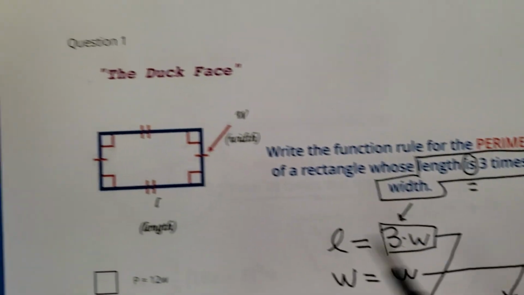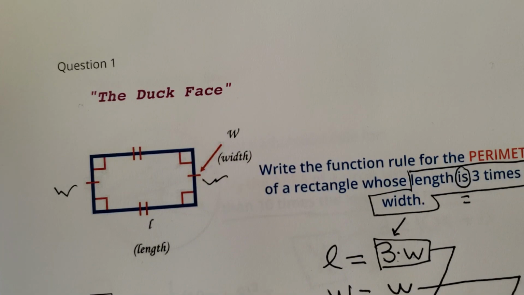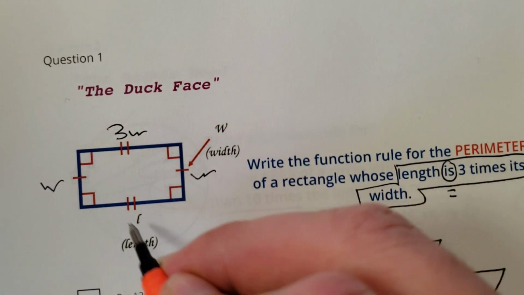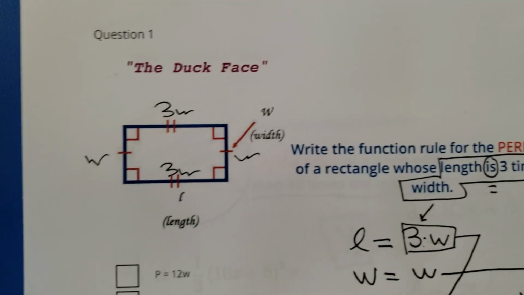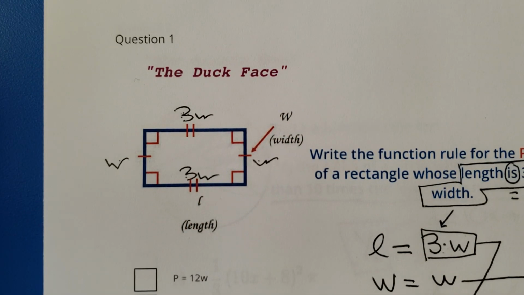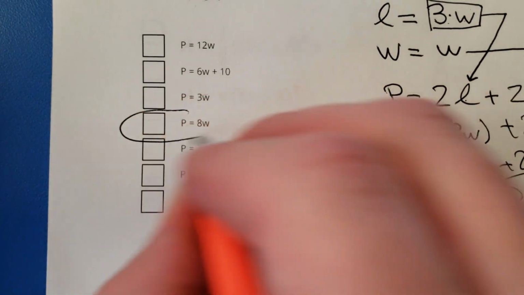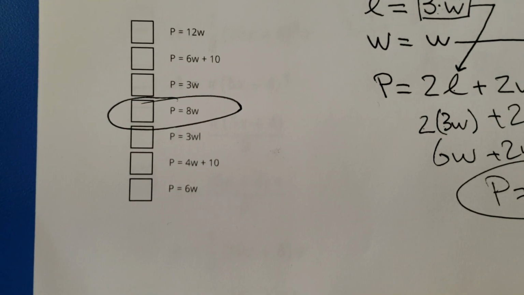Okay, so I'll draw a picture. The width is just the width. Okay. And then what's the length? The length is 3Ws. 3W, 3W. So what would be the perimeter? 1, 2, 3, 4, 5, 6, 7, 8. Wow, that was pretty easy, right? Okay, so let's pick the right option here. The perimeter is going to be 8Ws. There you are. You are 8W.